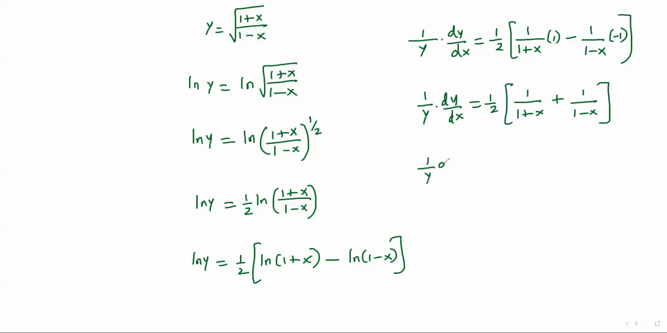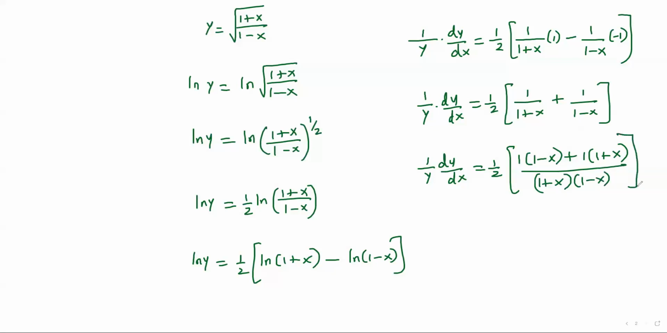So 1 over y times dy over dx equals 1 over 2. Here, I have to add these two fractions. The denominators are different, and also the denominators contain the variable, so I can use cross multiplication. That is, the 1 in the numerator of the first fraction has to be multiplied by the denominator of the second fraction, 1 negative x. The 1 in the numerator of the second fraction has to be multiplied by the denominator of the first fraction, 1 positive x. And then we multiply the two denominators. So I get 1 times 1 negative x positive 1 times 1 positive x over 1 positive x times 1 negative x.